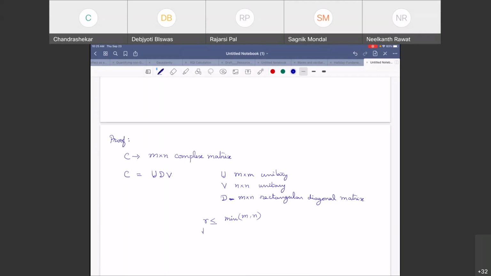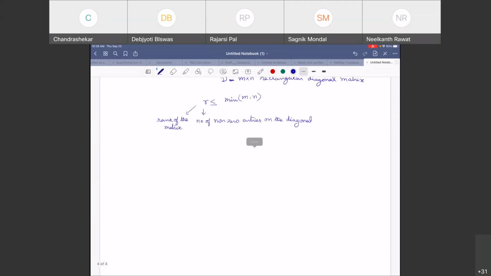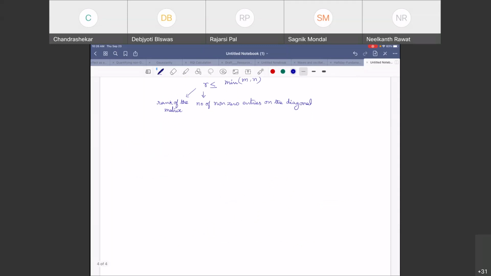So here R is the number of non-zero entries on the diagonal. And this R also represents the rank of the matrix.